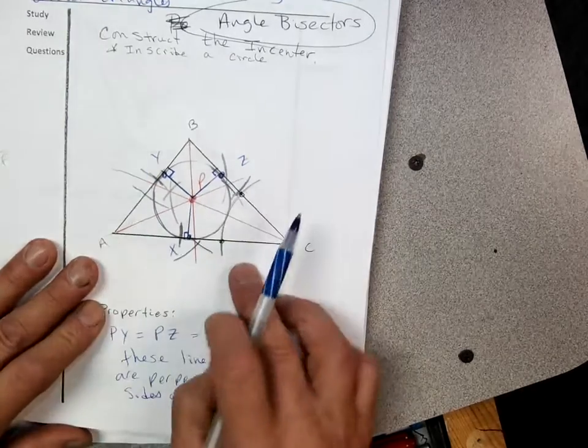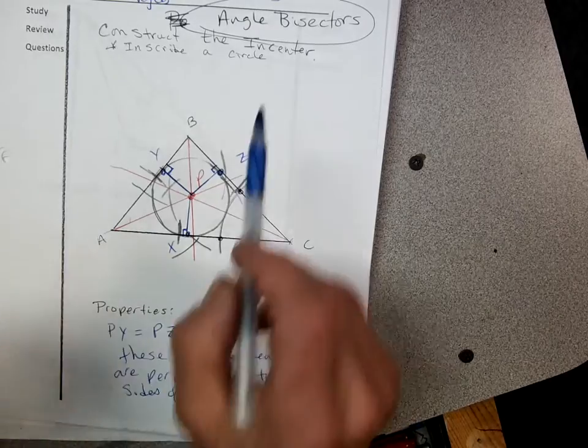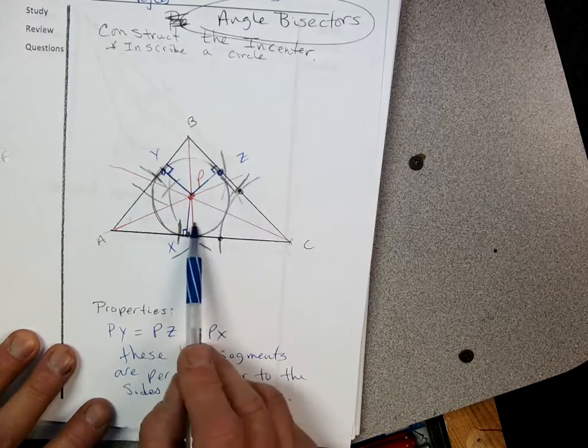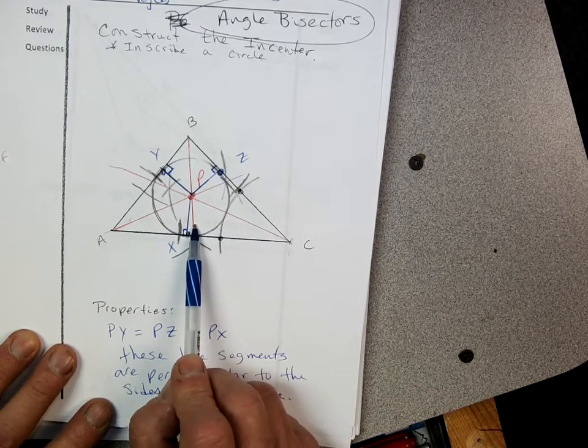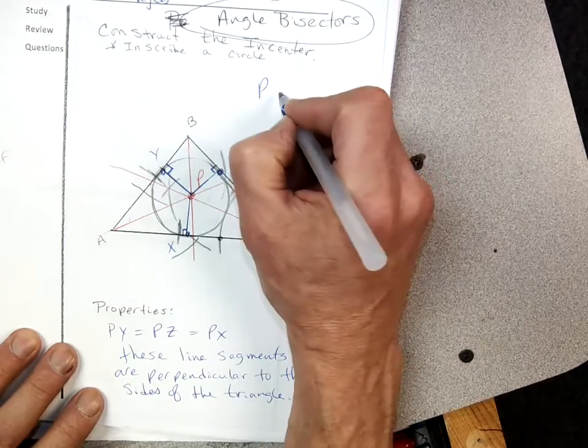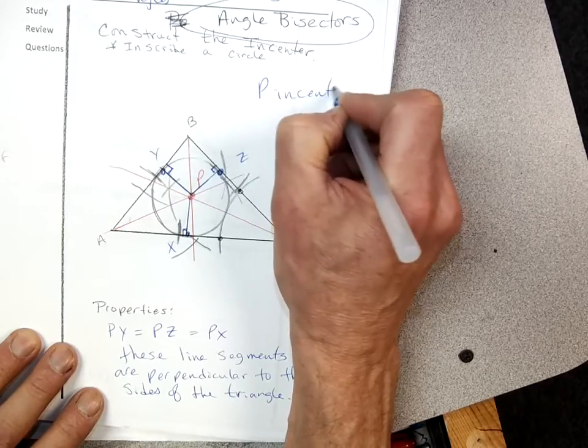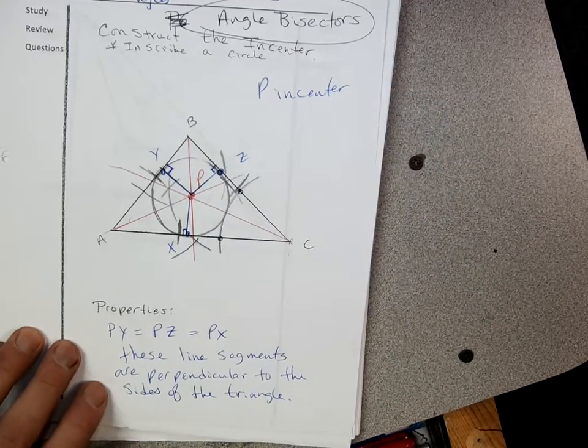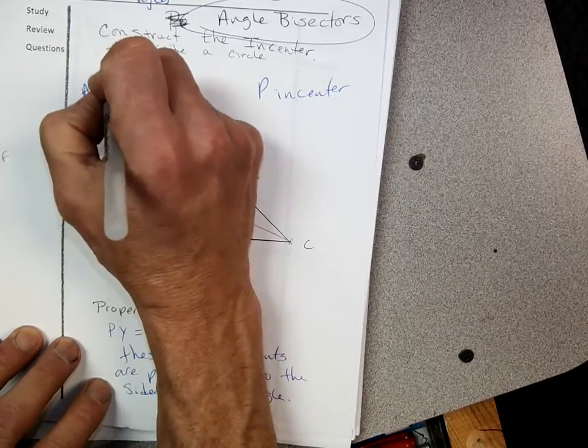So, the in-center. I've got the picture. I'll draw it, but if you think about the word in-center, the circle is really on the inside. That's why it's called the in-center. The point P is going to be the in-center. So how do we get it? We get it with angle bisectors.